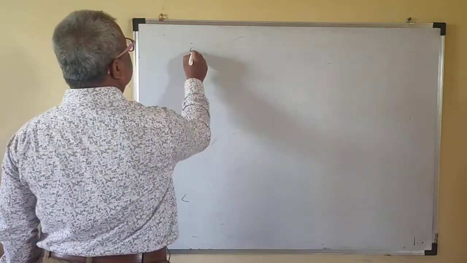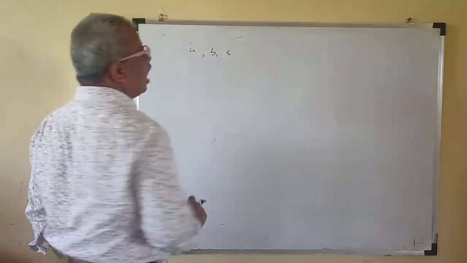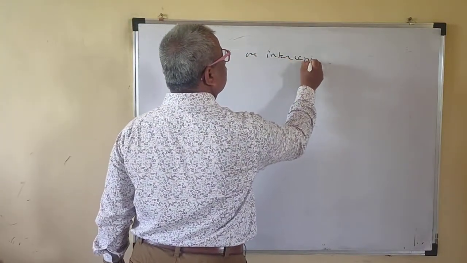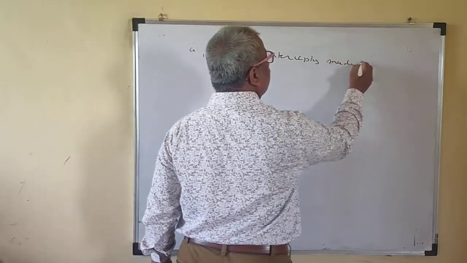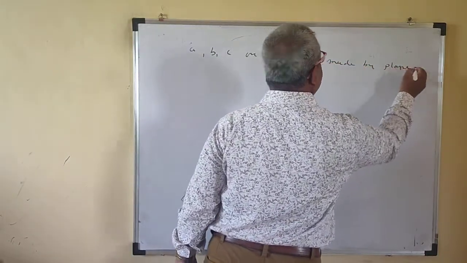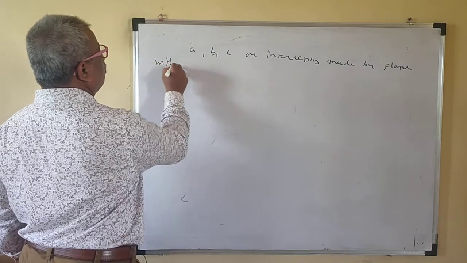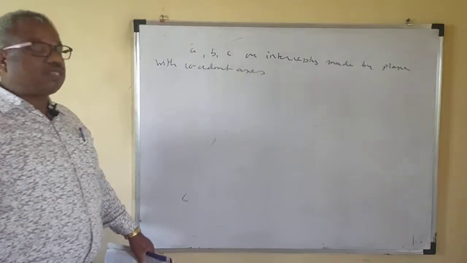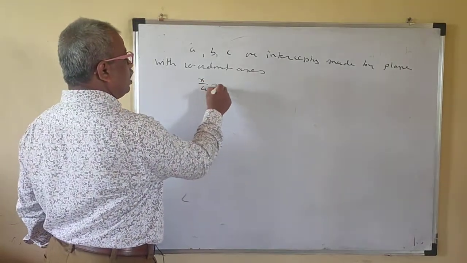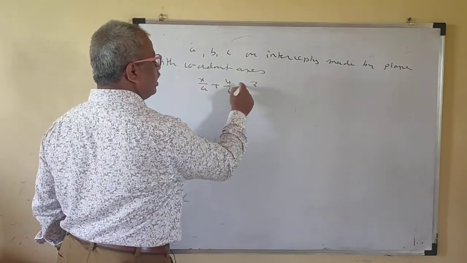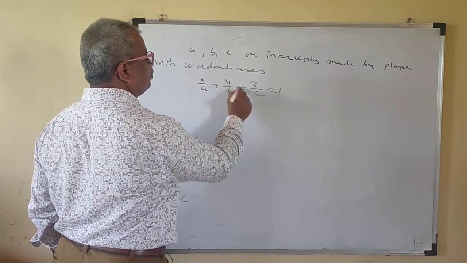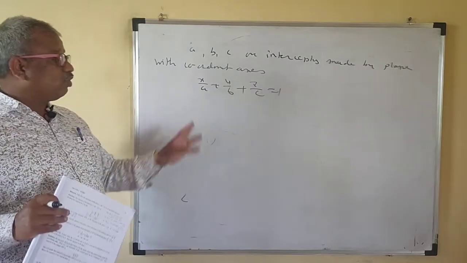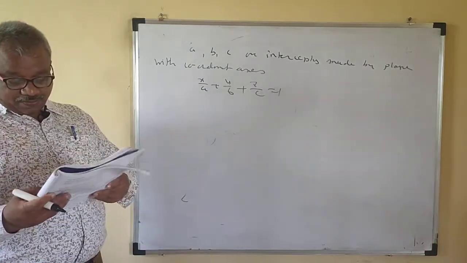Okay, now suppose a, b, c are the intercepts made by a plane with the coordinate axes. Then the equation of the plane is x upon a plus y upon b plus z upon c is equal to 1. This is the equation of the plane, and it is called the intercept form.